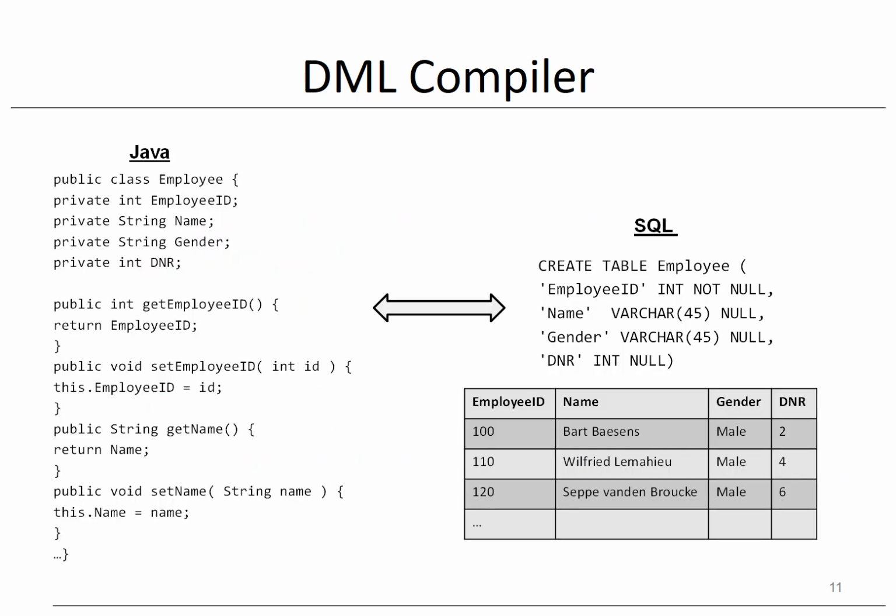This figure illustrates the impedance mismatch problem. To the left, we have a Java class employee with characteristics such as employee ID, name, gender, and DNR, which is the department number. It also has getter and setter methods to implement the OO principle of information hiding. To the right, we have the corresponding SQL DDL that essentially stores information in a tabular format, as you can see illustrated.